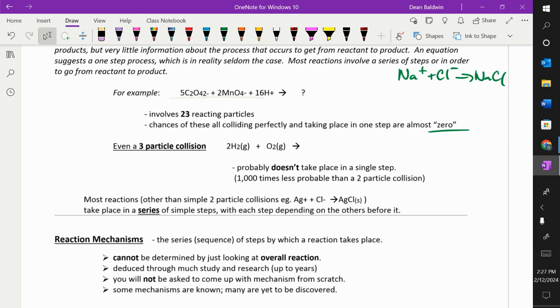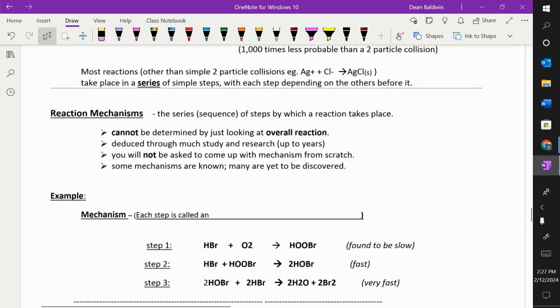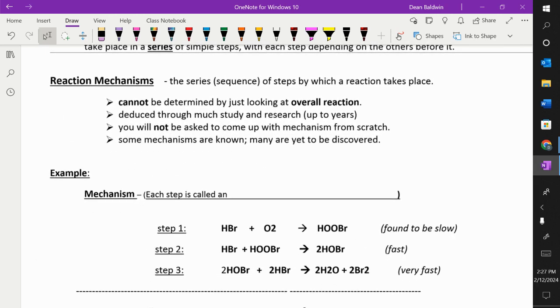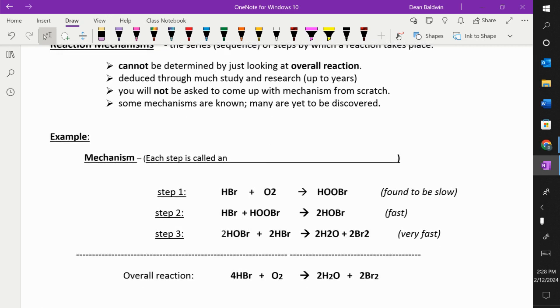So most things occur in a series of simple steps. It gets broken down. Now some happen really fast, some steps are slower. We call this reaction mechanisms. If you look in textbooks and other Chem 12 class notes, they all use the same reactions, because these reactions are not easy to study and isolate the intermediates. A lot of mechanisms, we don't know how they work. So each step is called an elementary step.